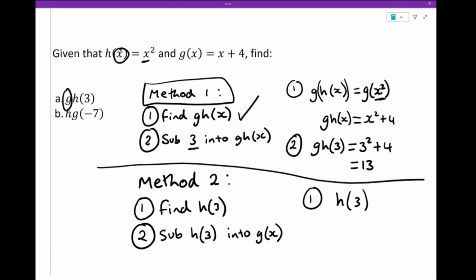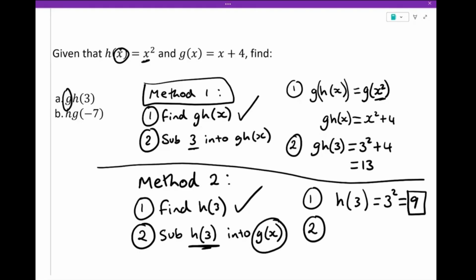Okay, so I'm going to replace this x with a 3. So I would get 3 squared is equal to 9. Okay, so that is step 1 done. Let's now move on to step 2, which says I'm going to substitute h of 3, which is equal to 9. So essentially I'm going to substitute 9 into g of x. If I'm substituting 9 into g of x, I am finding g of 9, like that.